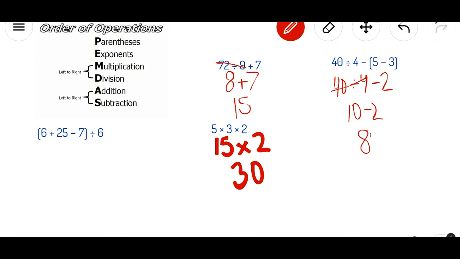And for the last one here, it looks a little more complicated only because there's more in the parentheses. What you do first is parentheses, which is 6 plus 25 minus 7. But here it says left to right, so you don't have to worry about subtracting first. You add first, which will give you parentheses 31 minus 7.